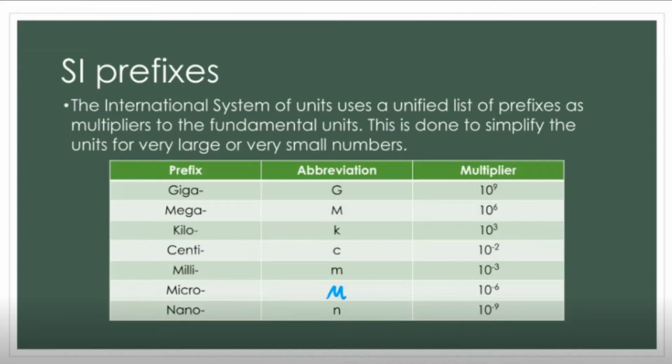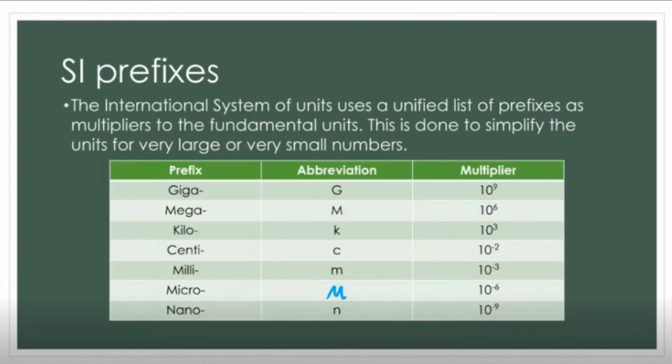We have here a list of some of the most commonly used prefixes: giga, mega, kilo, centi, milli, micro, and nano. Of course, there are a lot more other prefixes. It's just that these are the most commonly used. We also have here their abbreviations or their representative letters that we need to attach to the beginning of the base unit and its multiplier.